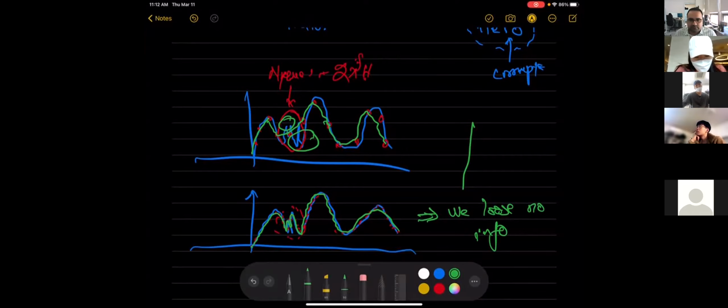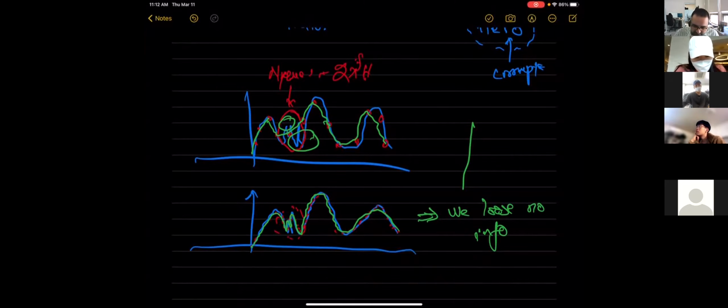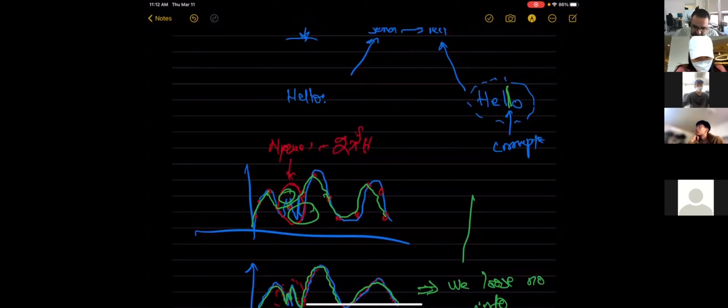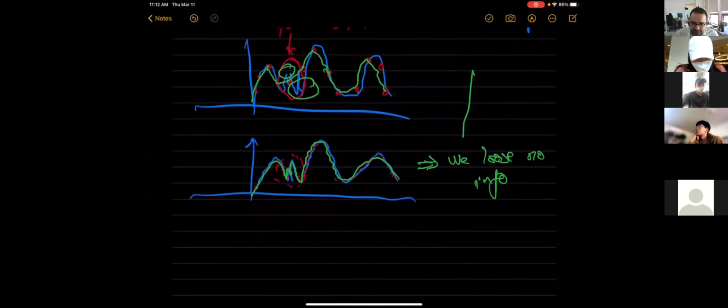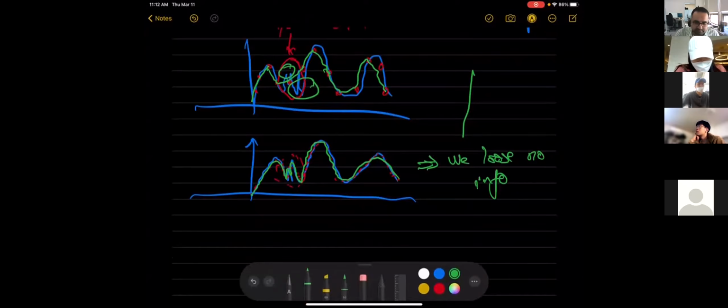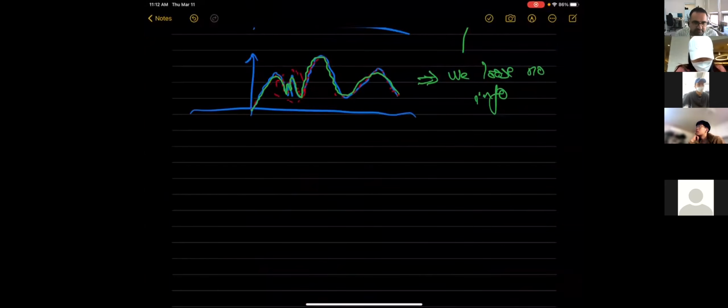Because we don't want to lose any information, right? We want that hello to be received completely. We need the one more l there, right? For that sake, we have to consider also the high frequency component. So we cannot randomly just sample a signal. Any question so far?